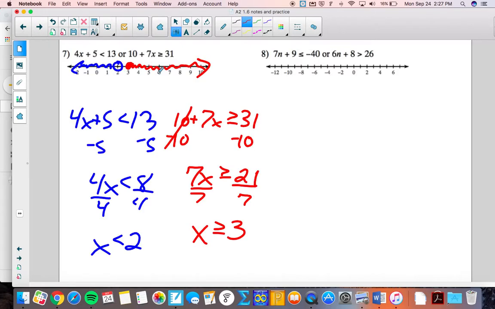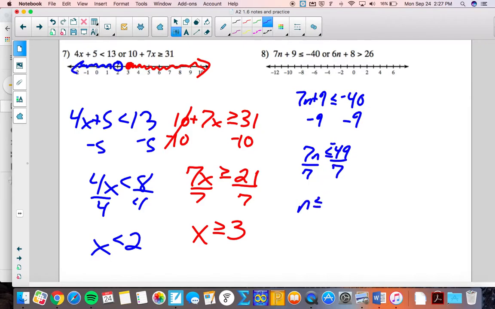Yee-haw. Oh, please do the last one, Mr. Pischke. Okay, you twisted my arm. So we would subtract 9, subtract 9, we get 7n is less than or equal to negative 49. Divide by positive 7. Because we're dividing by a positive, we do not flip the direction of our inequality, only if what we're dividing by, which is the bottom number, is negative. So close dot at negative 7, and n is less than or equal to negative 7 is to the left.